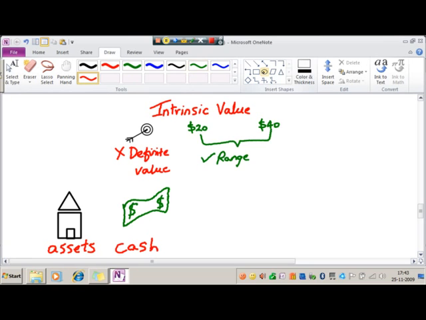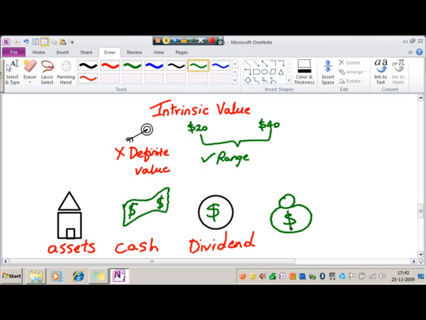The third factor which he talks about is the dividends which the organization gives back to its shareholders. So the dividends are the third factor. The fourth factor which he talks about is the earnings of the organization. So earnings is the fourth factor. These four factors which we've talked about so far are numerical figures which you can look up.